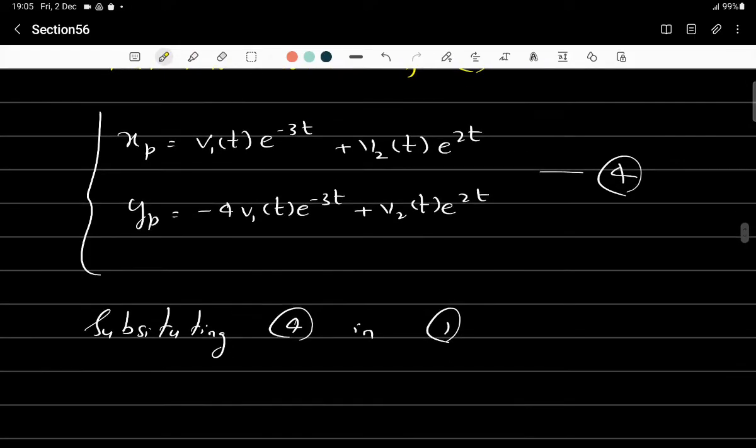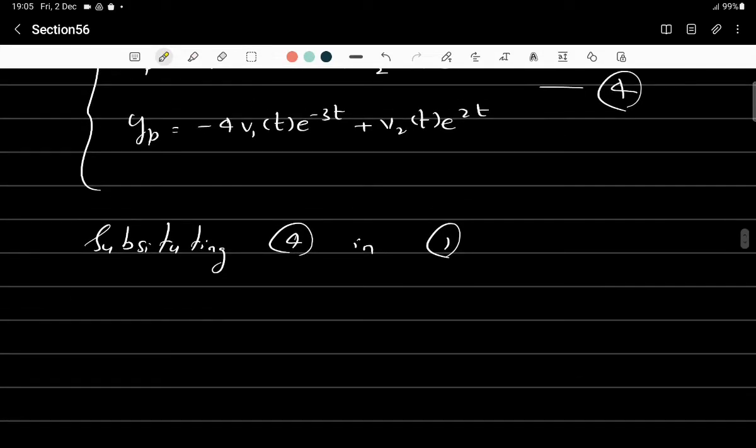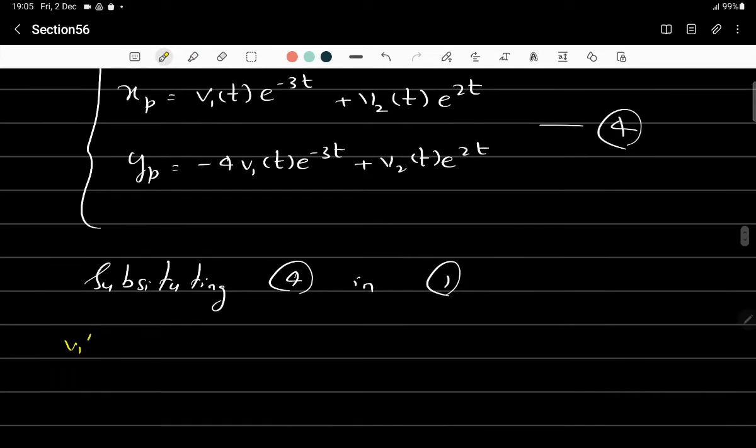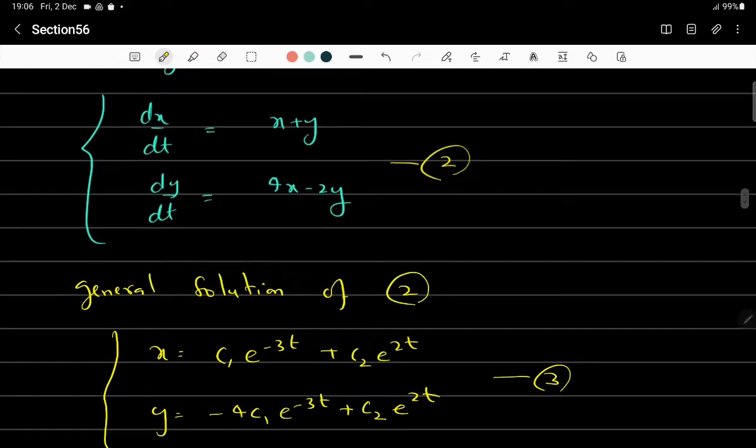So 4 gives dx by dt. That gives you v1 dash e raised to the power minus 3t minus 3 v1 e raised to the power minus 3t, because v1 e raised to the power minus 3t is there. Similarly, v2 dash e raised to the power 2t plus 2 v2 e raised to the power 2t, and then minus 3 v1 e raised to the power minus 3t, because the left hand side is x plus y.